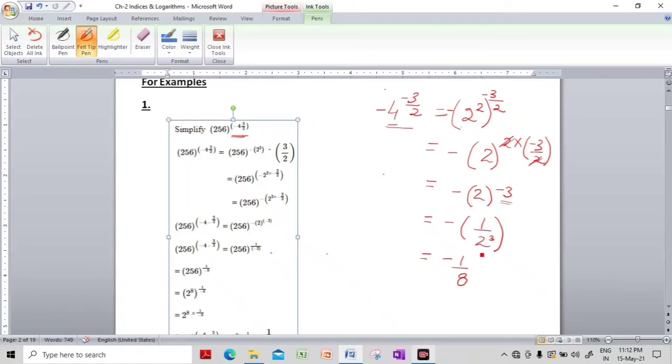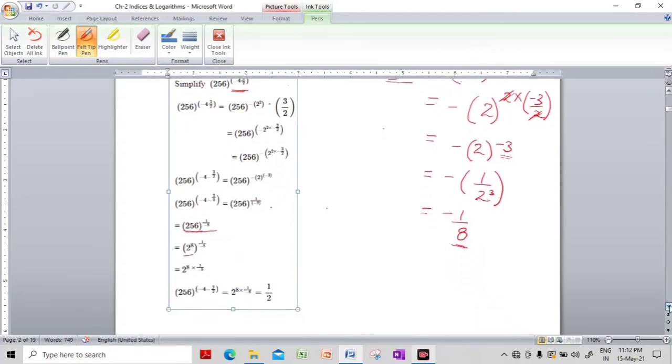So this becomes minus 1 upon 2 cube, and finally the cube of 2 is 1 upon 8. So after solving this power, we directly come to this step. That means we got 256 power minus 1 upon 8. Now 256 can also be written as 2 power 8, because if we multiply 2 eight times, then we'll be getting 256. Now again 8 and 1 upon minus 8 are in multiplication.